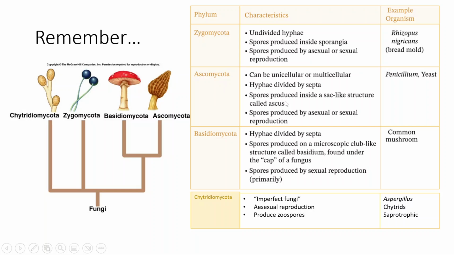Also, their spores are produced inside of a sac. Okay, it's called the ascus, and so it's Ascomycota. Okay, and then their spores can be asexual or sexual, right?